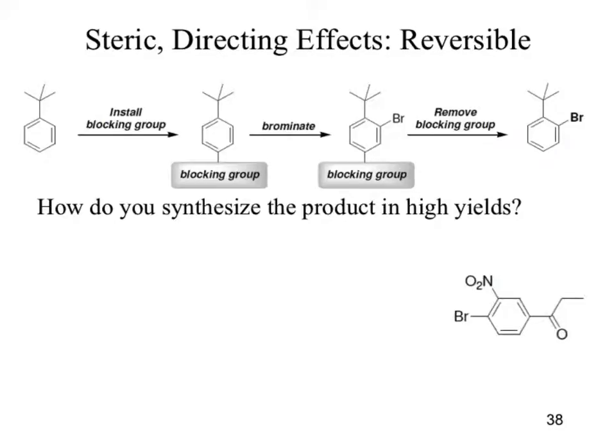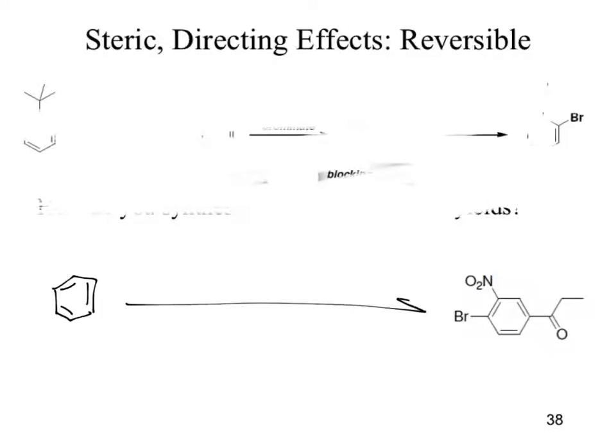So let's look at this one. How do you make the bottom one? Let's just erase all that. Starting from benzene. You got any ideas on where to start? Why put the bromine on?